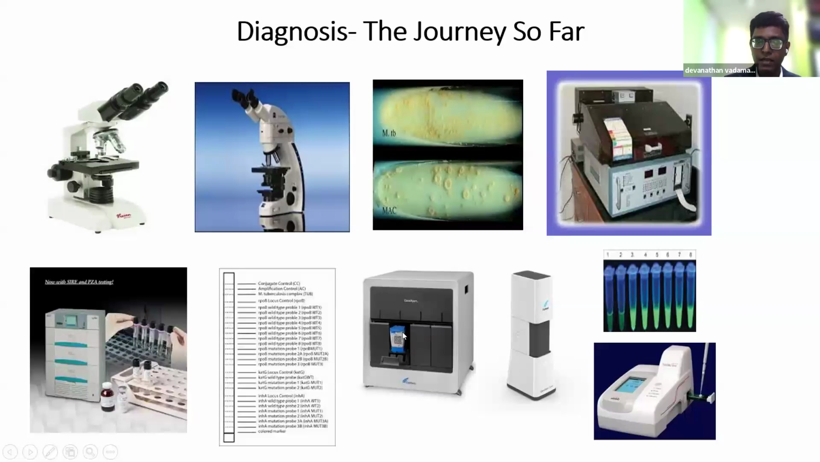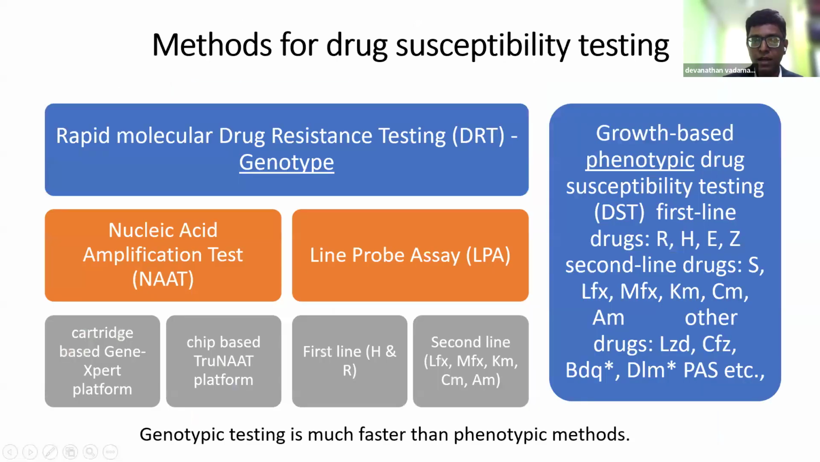Then we have our NAT, that is a nucleic acid amplification test. We have the GeneXpert and the line probe assay. So we have the sputum smear, we have the culture, and we have another two NAT tests, that is the GeneXpert and line probe assay. These are the various methods, along with your chest X-ray and CT scan, to differentiate between the various diagnostic methods.